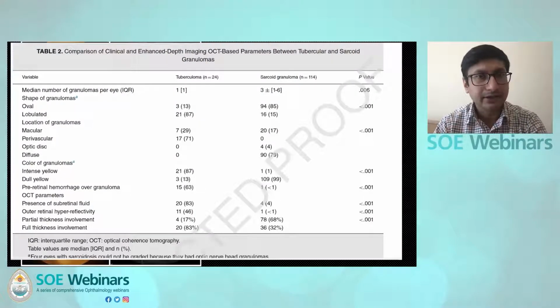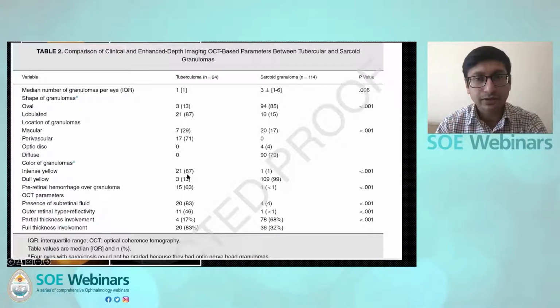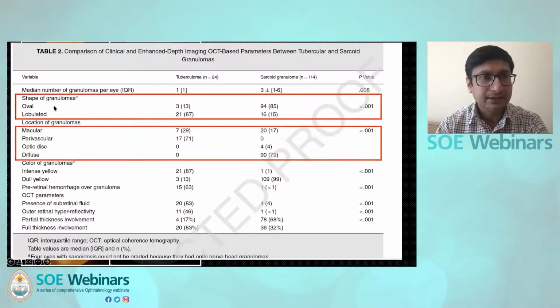Now, in our study, we realized that there are a number of factors on which you can differentiate between TB and sarcoid. Of course, to differentiate between TB and sarcoid, you have to have your labs, your tuberculin skin test, and other evidence of active TB in the body, or even a healed lesion in the body. But we realized that a lot of eyes with TB have intense yellow granulomas, much more compared to those with sarcoidosis. In addition, shape is another important feature to differentiate between TB and sarcoid.